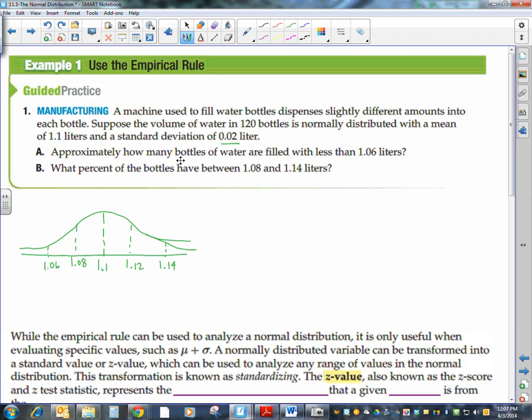And this question says, how many water bottles are filled with less than 1.06? So they're asking me, how many water bottles are in that section right there? Well, from our empirical rule and what we just talked about, that represents 0.0235 of our data. So if I have 120 bottles, then I'm going to do 120 times 0.0235. This is part A. And when I multiply that out, I'm going to get 2.82, and we would round that to 3 bottles.